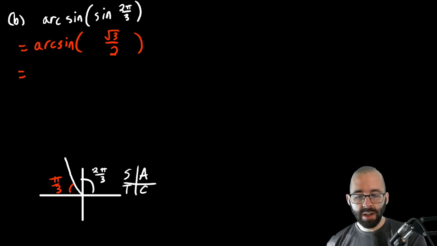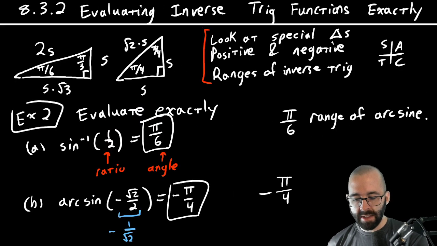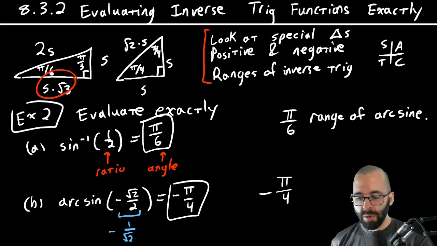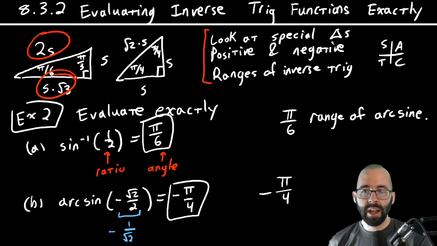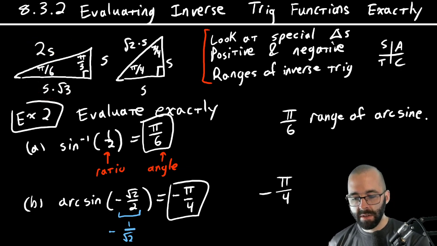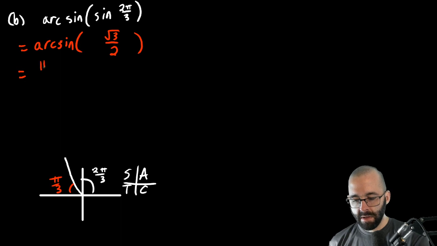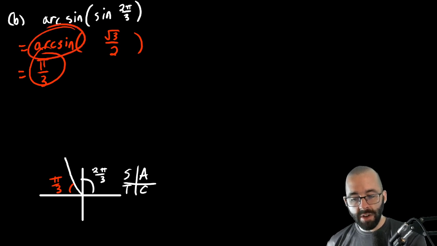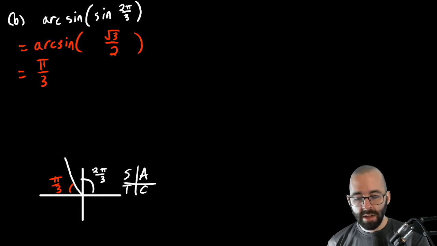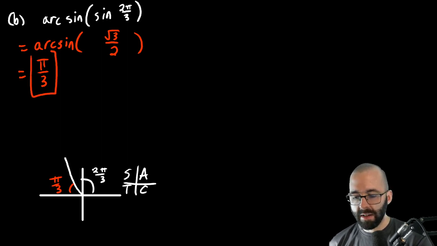The sine of what angle gives us root 3 over 2? That's that earlier video, 8.3.2. How do we get root 3 over 2? With an angle of pi over 3. So this equals pi over 3. Pi over 3 is in the range of arcsine. That's important. And a positive pi over 3 gives a positive angle. So that's how we know we're right.